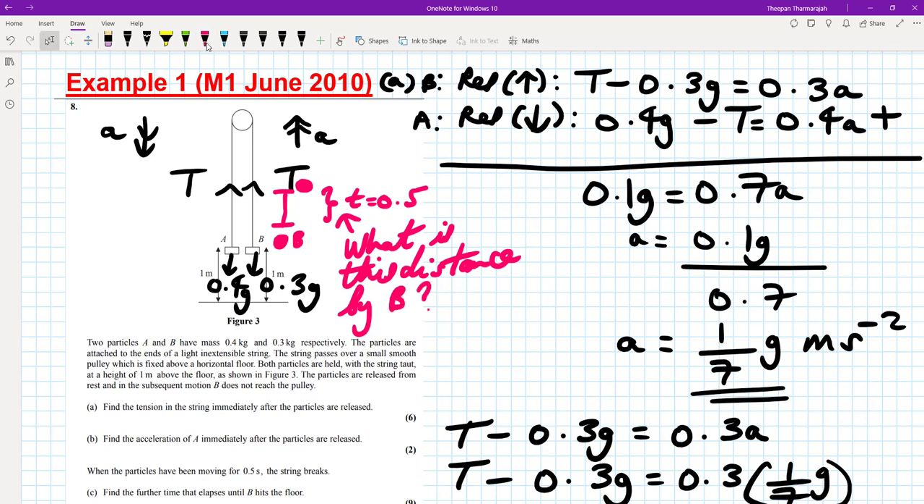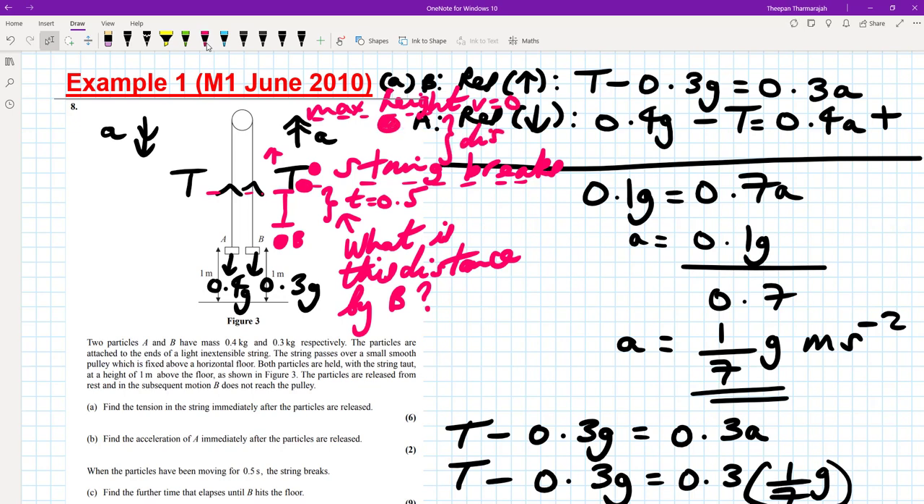That's the first point. Then at this point, the string breaks. So tension is no longer there anymore. The particle is now moving freely under gravity at this point. It moves a little bit further up till it reaches a maximum height when v equals 0. And we also need to know what is that distance. Then when it reaches the maximum height, it drops all the way down to the ground again, particle B. So in a nutshell, this is what we're looking at.